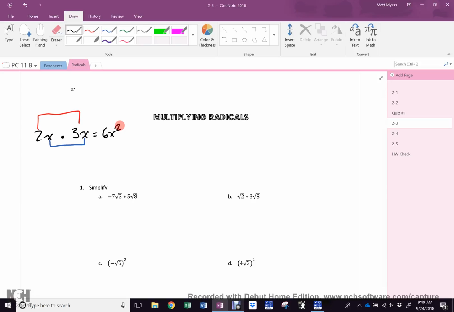Okay. What if I gave you this? 2x times 3y. What's that answer? 6xy. Why are they different? Because x and y are not the same, right? Okay. So now apply that knowledge to a new situation. What is 2 root 3 times 3 root 5? What must that be? 6 root 15, right?